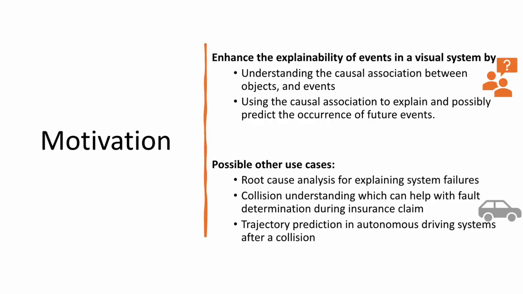The motivation behind this work is to enhance the explainability of events in a visual system by understanding the causal association between objects and events, using these causal associations to explain and possibly predict the occurrence of future events. This work can be further used for problems which involve cause and effect associations, such as root cause analysis at time of system failure, cause and effect of a collision understanding in the autonomous driving systems, and can also be used for trajectory prediction of a vehicle after a collision.